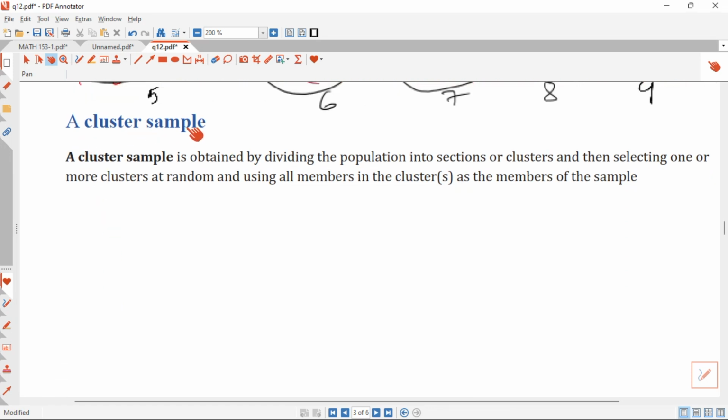So the last sampling technique that we have is cluster sampling. A cluster sample is obtained by dividing the population into sections or clusters and then selecting one or more clusters at random and using all the members in the cluster as members of the sample. So we are going to divide the population into individual clusters, and from these clusters we can select one or two to use as the sample to conduct your research.